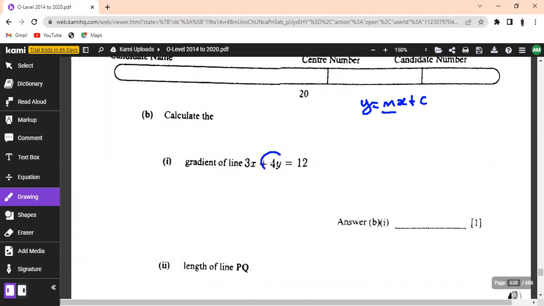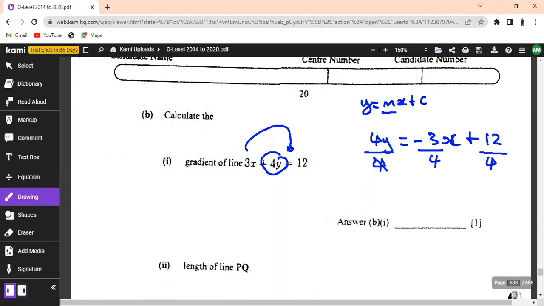That means here I'm just going to be left with 4y, which is equal to, if I transpose this 3x to the right-hand side, minus 3x plus 12. So you're going to have minus 3x plus 12. Divide by 4 because I have to make y the subject, so I have to divide each and every part of the equation by 4. That means y is equal to minus 3 over 4 x plus, in this case, 12 divided by 4, which is going to give us a 3.